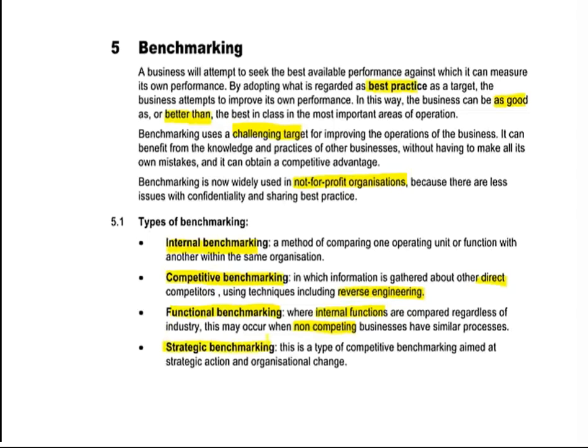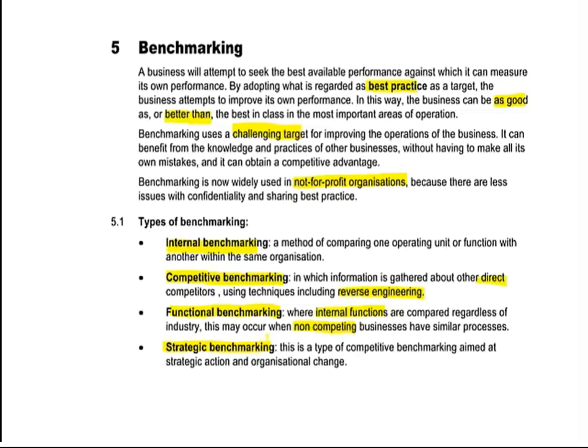Finally, we've got strategic benchmarking, which is when we're looking at radical changes within the organisation. So we're looking then at overriding principles being changed within the organisation. And again, we're looking at processes here. It doesn't necessarily need to be directly in competition with one another.